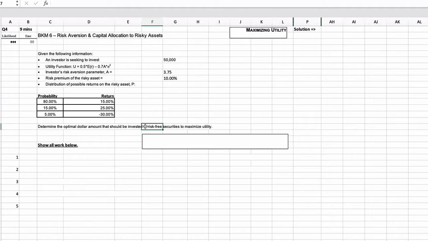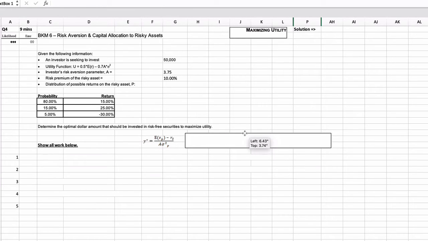Before I go over Fox's solution, I want to show you my approach first. It's a lot more time efficient. Let's get started. The formula for Y is expected return of the risky portfolio minus risk-free rate divided by A times sigma squared of the risky portfolio, or the variance of the risky portfolio.